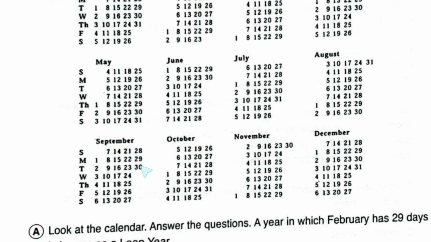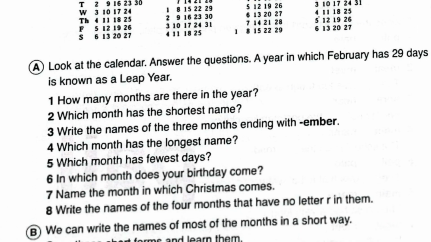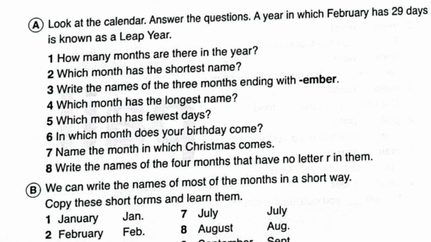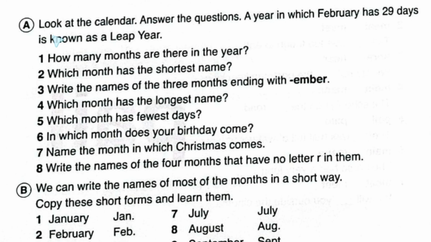In September, there are 30 days. October, there are 31 days. November, there are 30 days. And in the month of December, we have found 31 days. After this, we will get some questions, and if we answer those, then this topic will be clearer for us. Let's start a number exercise.